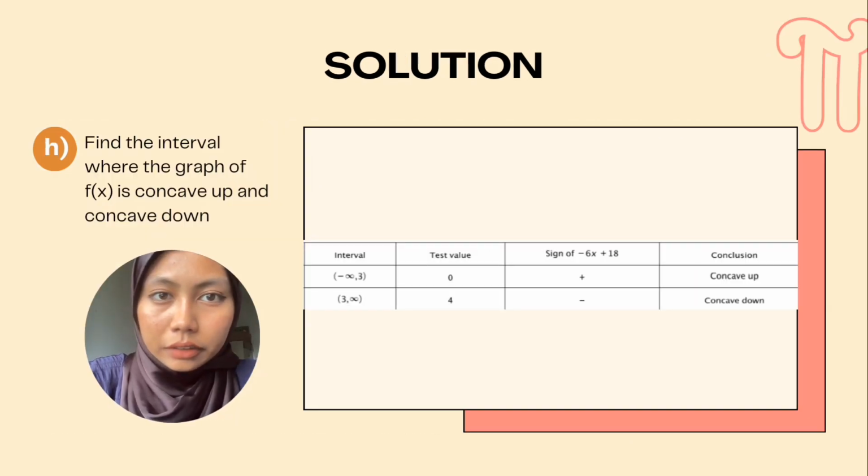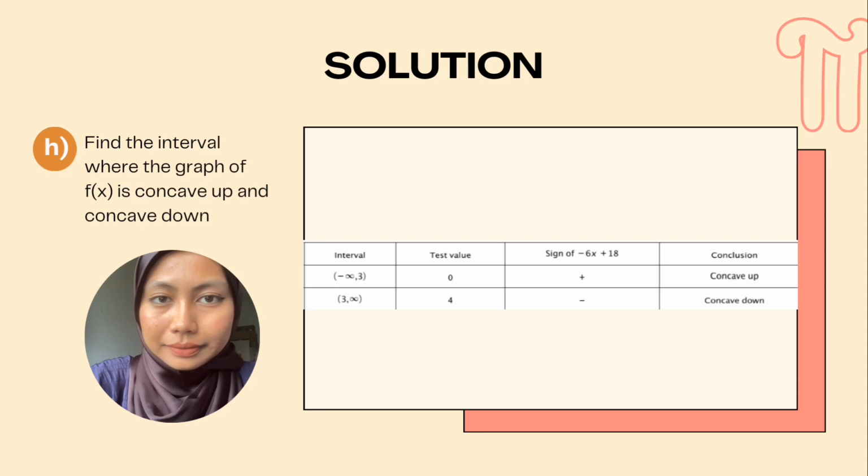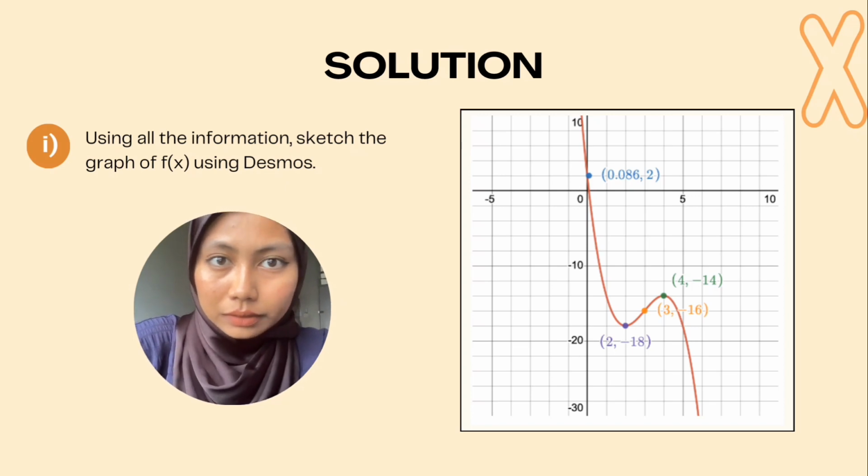Then find the interval where the graph of f(x) is concave up and concave down. So negative infinity to 3 will have a concave up graph, while 3 to infinity will have a concave down graph. Lastly, this is the graph. You can see the graph is concave up and concave down.